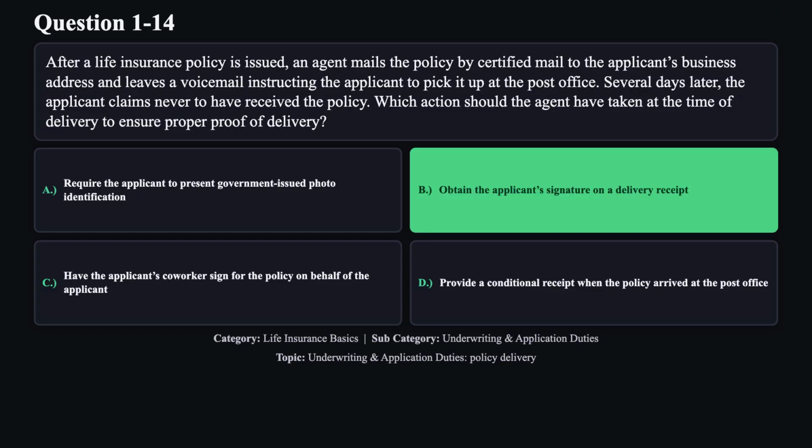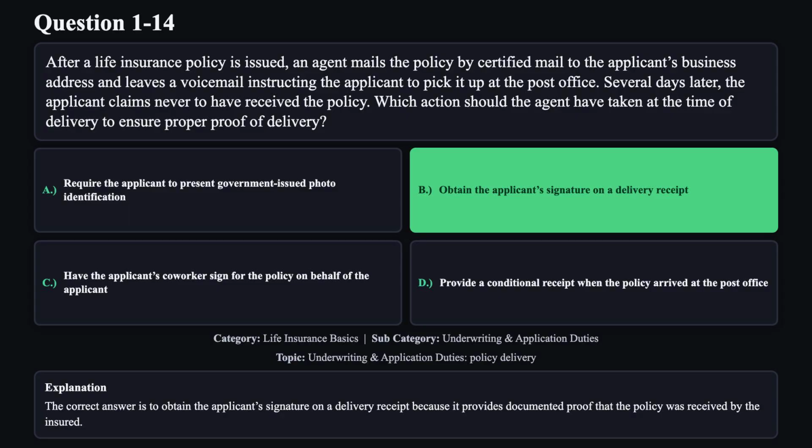The correct answer is B. The correct answer is to obtain the applicant's signature on a delivery receipt, because it provides documented proof that the policy was received by the insured.